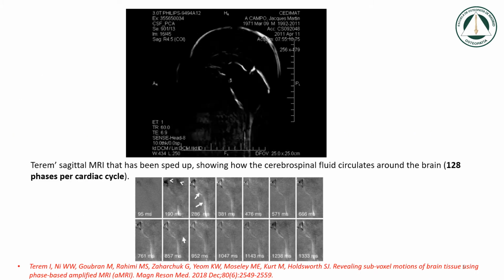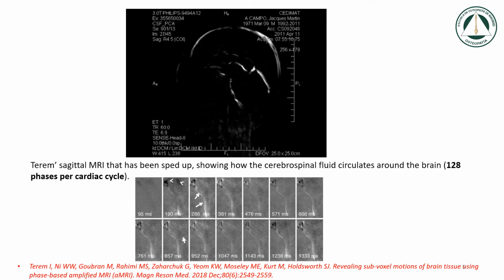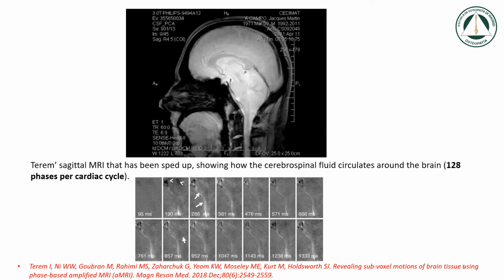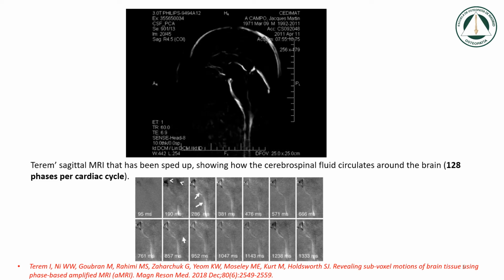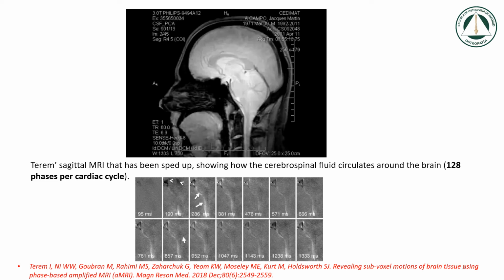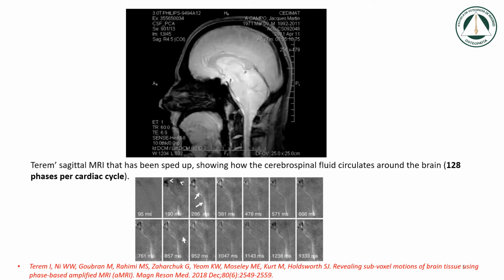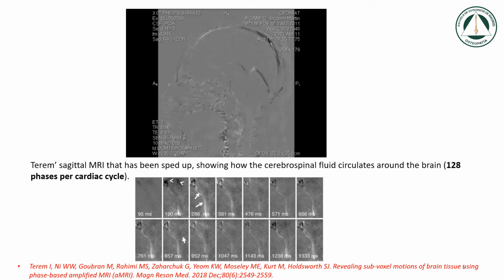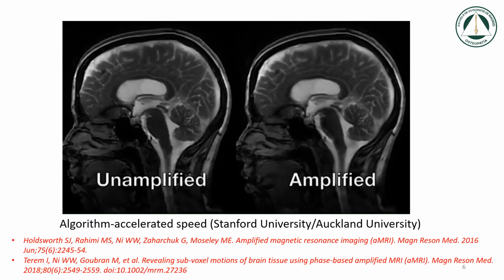In this sagittal MRI video you can see the circulation of cerebrospinal fluid around the brain. But watch out! The speed has been increased, sped up 128 times during a single cardiac cycle, that is to say 128 phases per lub-dub. Algorithm accelerated speed, Stanford University, Auckland University.